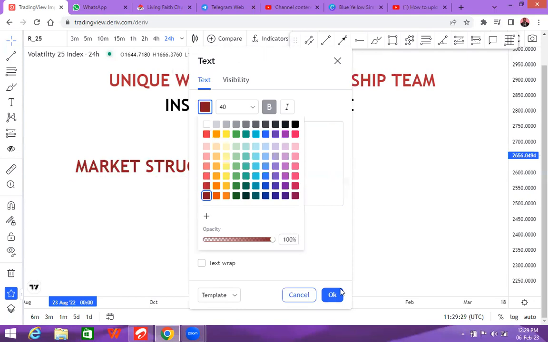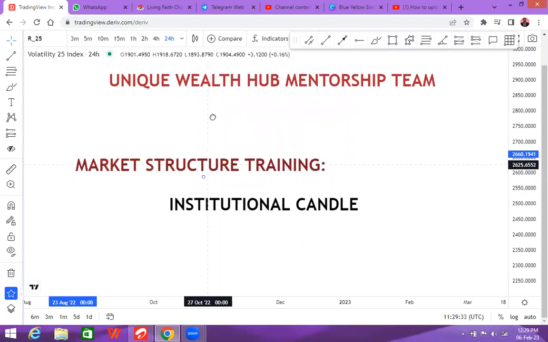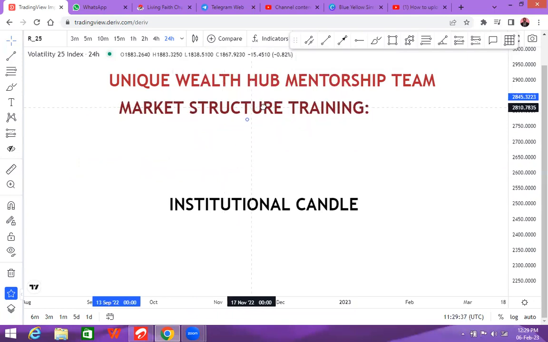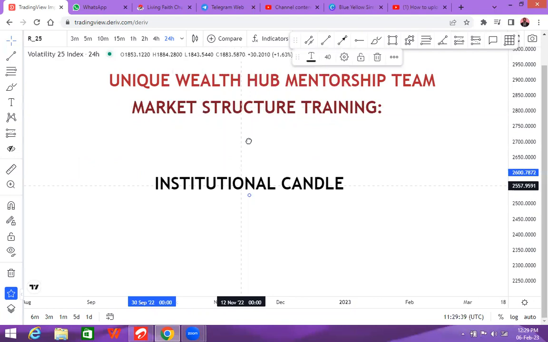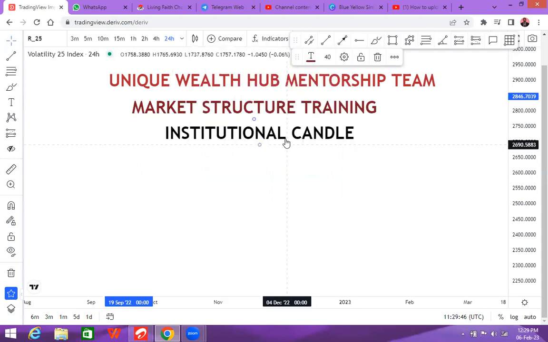So we're going to try to see how to trade it, institutional candle. We'll try to see how we'll be able to trade it perfectly.